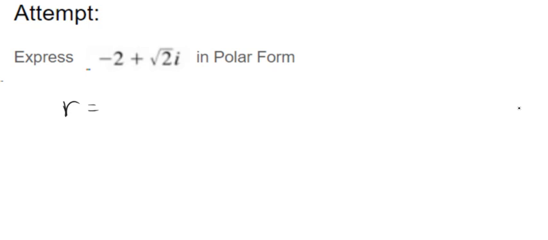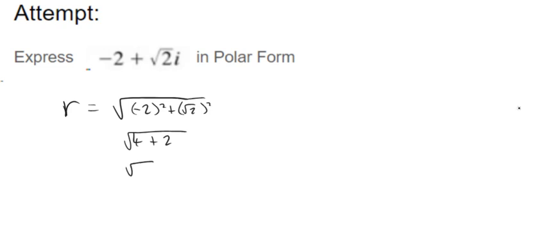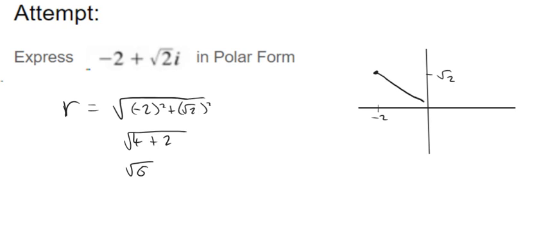So the first thing anyway, to get r, we're going to do -2 squared plus root 2 squared. That's going to be 4 plus 2, and that's going to be root 6, so we'll leave it as root 6. Now again, I'm going to go and draw this. So you have to go across to -2, so we'll say that's -2, and up to root 2. So let's say it's about here.